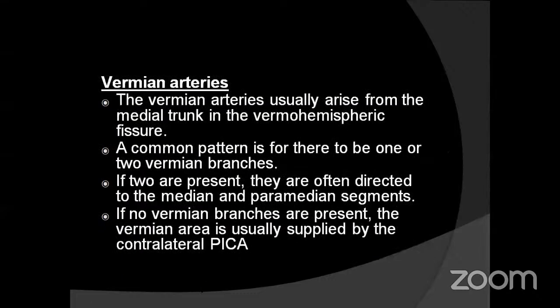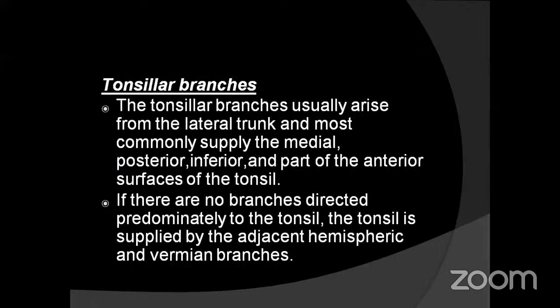Moving on to vermian arteries, which usually arise from the medial trunk. A common pattern is there are going to be 1 or 2 vermian branches. If 2 are present, they are often directed to the median and paramedian segment, just like SCA. If no vermian branches are present, the vermian area is usually supplied by the contralateral PICA. So if on the right side the right PICA doesn't have any branch that supplies a vermian area, the left side PICA will be giving branches that will supply the vermis.